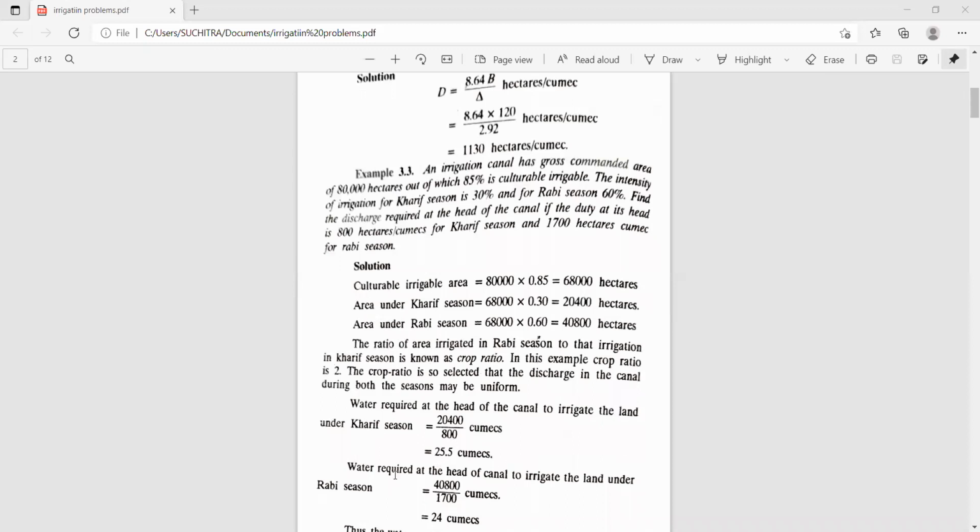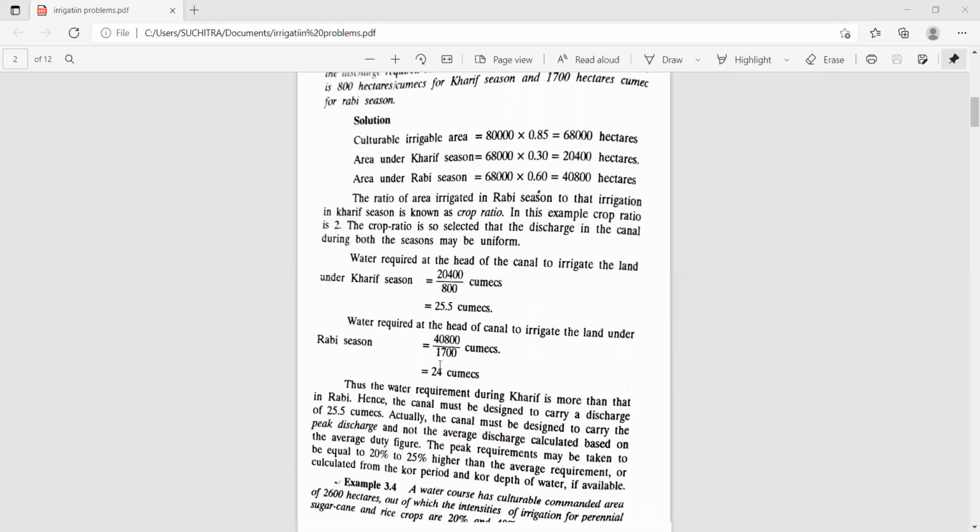Similarly, for water required at the head of the canal to irrigate the land under Rabi crop, the area under Rabi crop is 40,800 hectares, and the duty at the head of the canal is 1,700 hectares per cubic. So it works out to be 24 cubics. Now here, the water requirement during Kharif season is more than that of Rabi.